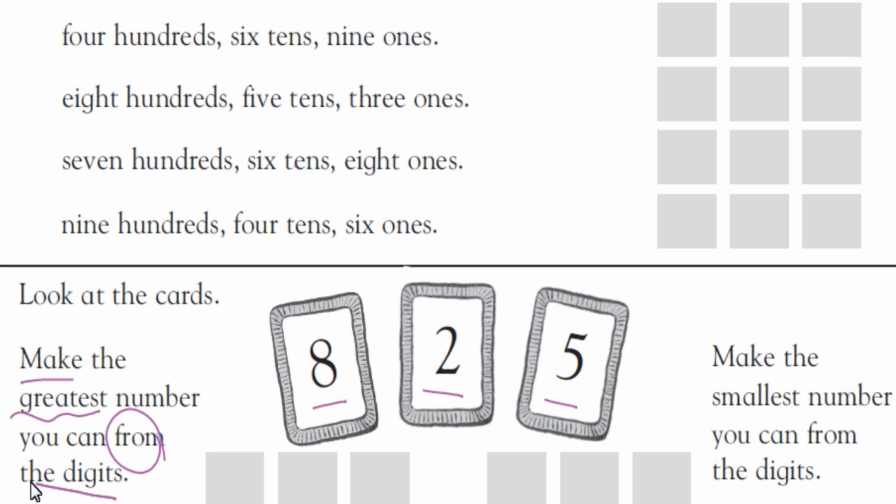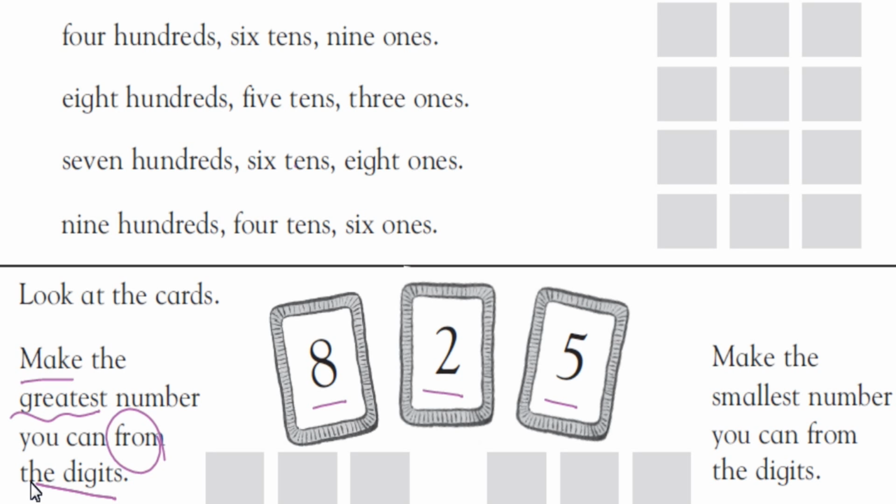Someone might say the greatest digit is the 8. No, he didn't ask for the greatest digit. He said the greatest number. And a number is a group of digits. The difference between the digit and the number: a digit is just one digit, one place. 5 4 3 are digits, but the number is a form of digits. Okay, so I want you to make the greatest number.